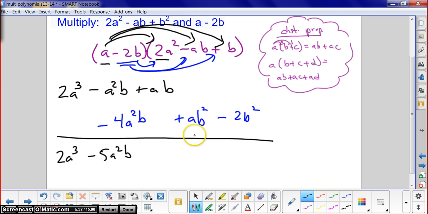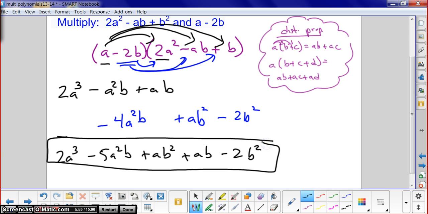And then I do want to go in order of degree, so ab squared is next. And then I'll come over here to plus ab and then minus 2b squared. Alright, so I believe this would be my final answer if I was multiplying this binomial times this trinomial. 1, 2, 3, 4, 5 terms. Makes sense. Alright, hope that went okay because we're going to be doing a lot of that today.